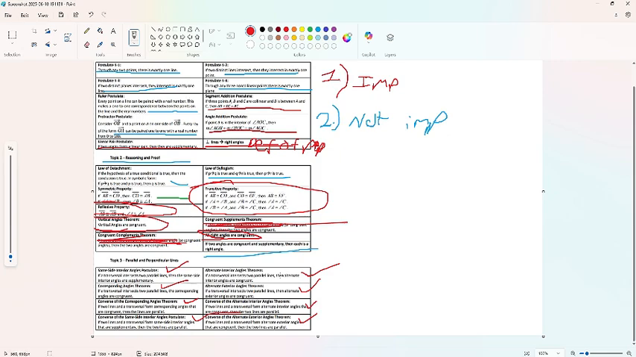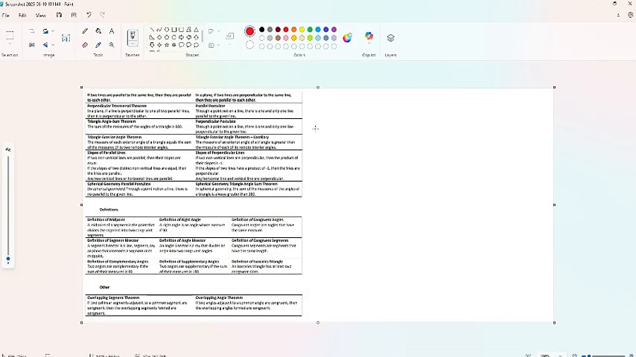Next set of rules. Take a screenshot or whatever so we can study these. If two lines are parallel to the same line, then they're parallel to each other. This is transitive, I think. I don't think you need to know this. This is the parallel postulate: through a point not on a line, there is one and only one line parallel to the given line. You don't need to know this. Triangle angle sum theorem, definitely you need to know this one if they ever ask about sum of angles.